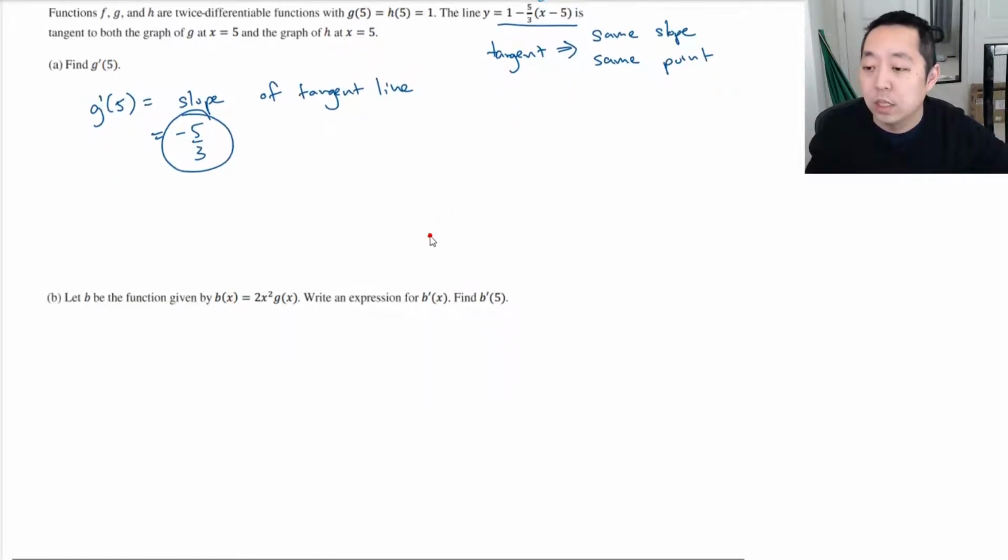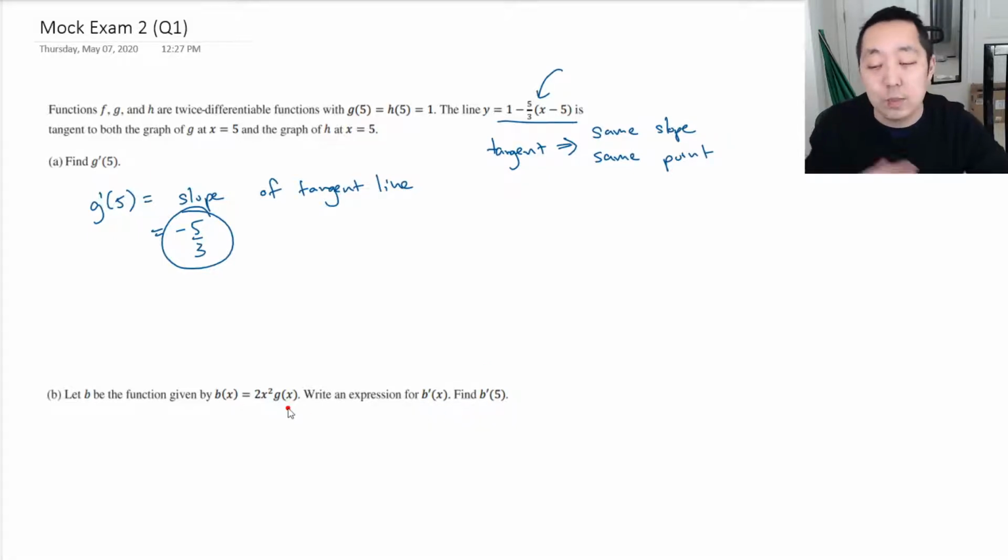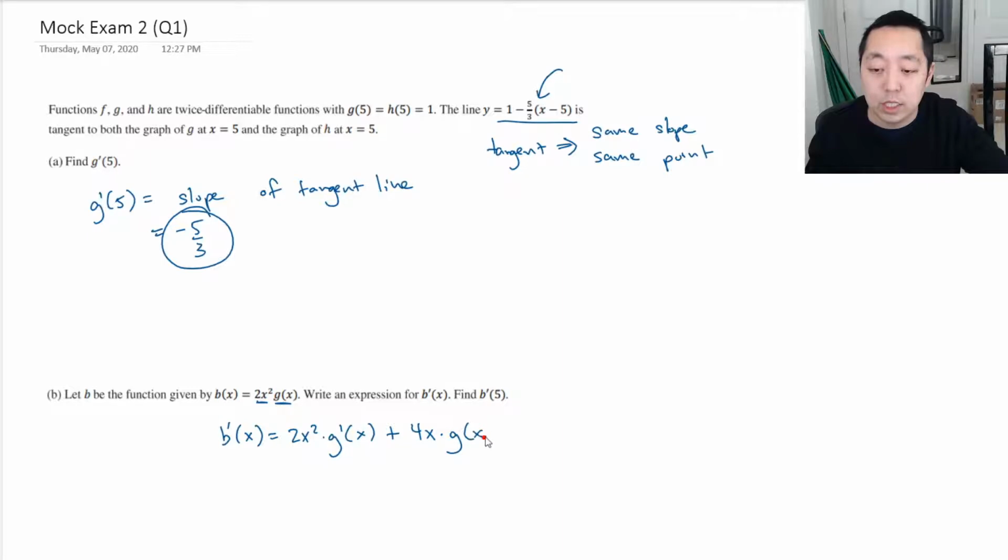Okay. Let b be the function given by b of x equals 2x squared times g of x. Write an expression for b prime of x, and then find b prime of 5. So this is making sure you understand conceptually how to apply your differentiation rules. I'm multiplying two functions of x, so when I do b prime of x, I have to use the product rule. I take the first function times the derivative of the second function, plus the derivative of the first function, which is 4x, times the second function. It's just the product rule in notational form. Okay, so that's my answer for that.